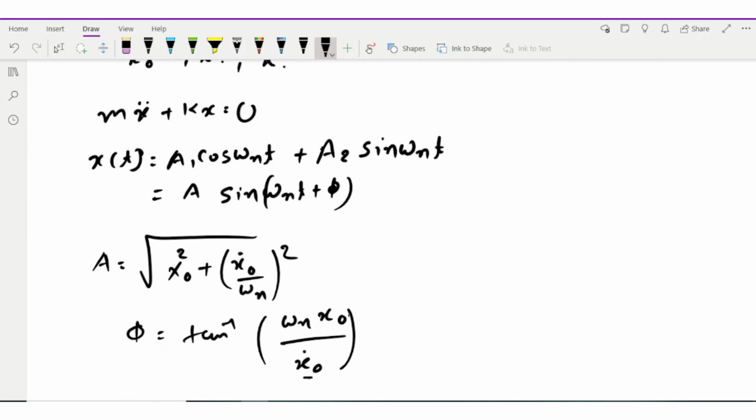And also, when you solve this solution by putting in the initial conditions, you can determine the response of the system.